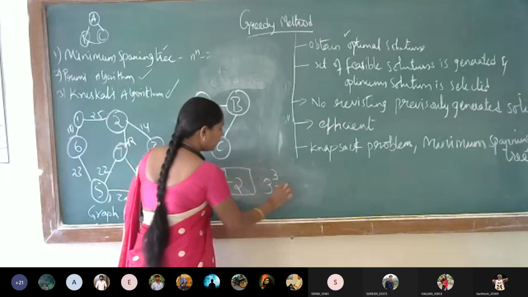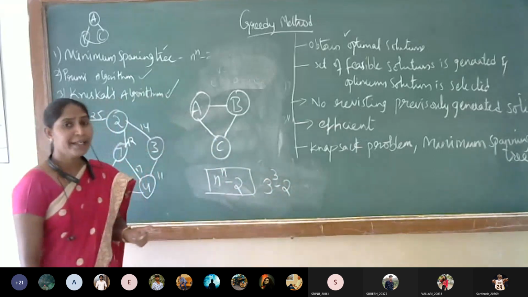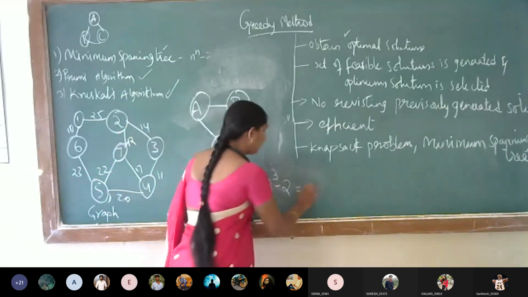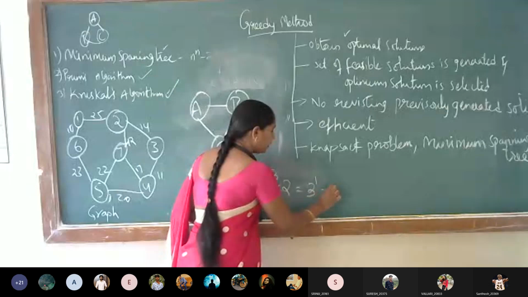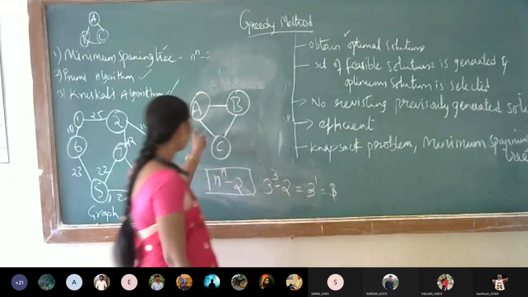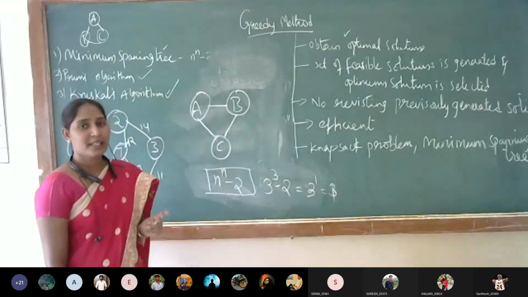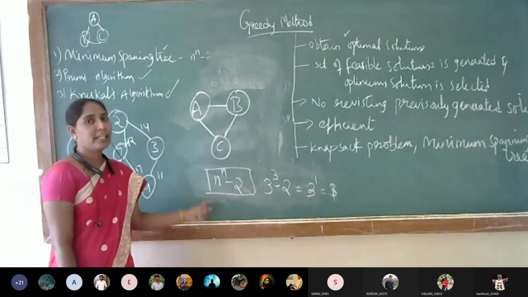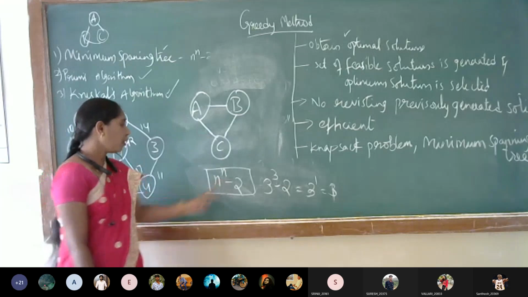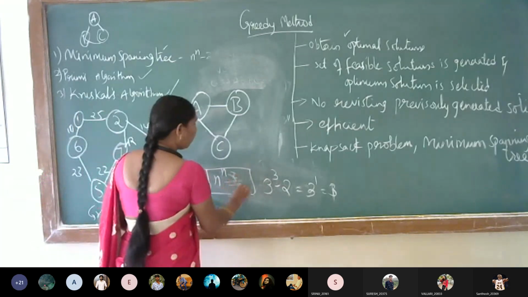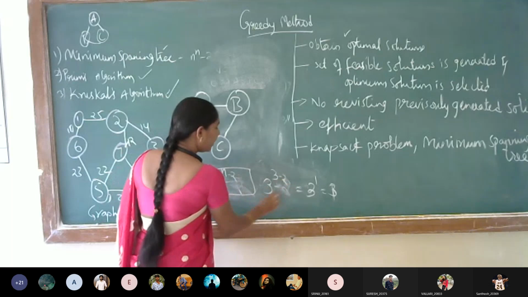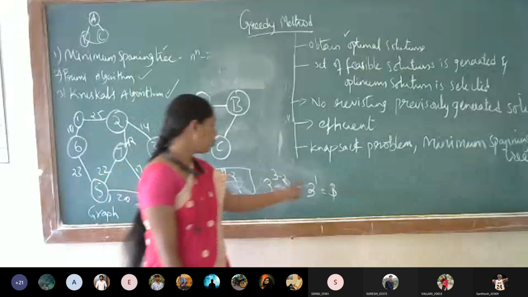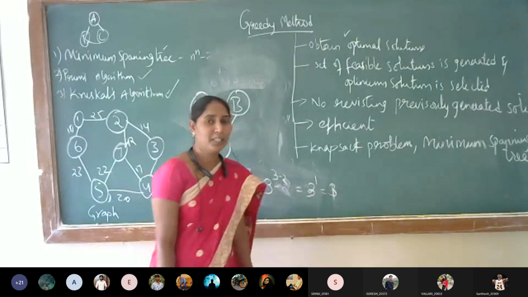So 3 to the power of 3 minus 2 means I'll be getting 3 to the power of 1, that is 3. That means I will be getting three different spanning trees. In order to find the number of spanning trees, I need to use the formula n to the power of n minus 2. So 3 to the power of 3 minus 2 is 3 to the power of 1, and 3 to the power of 1 is 3.